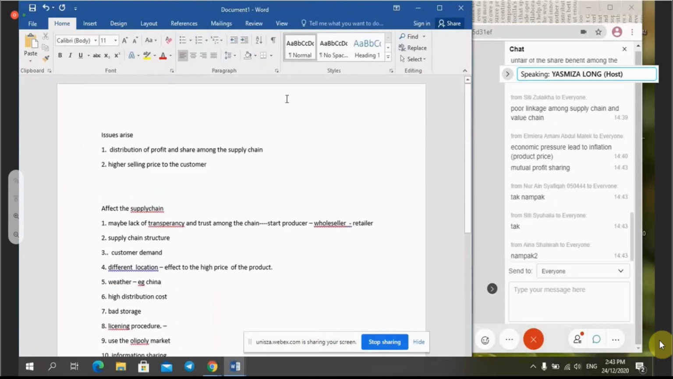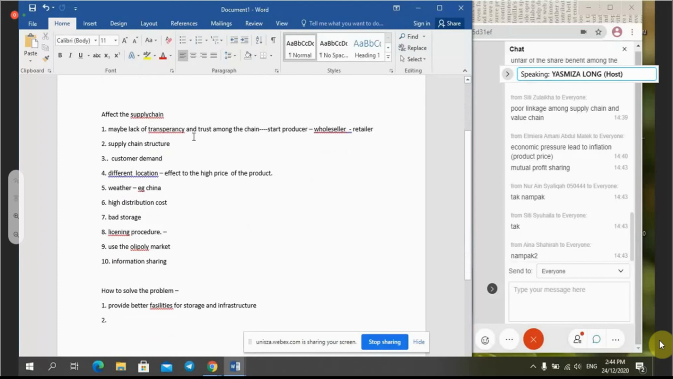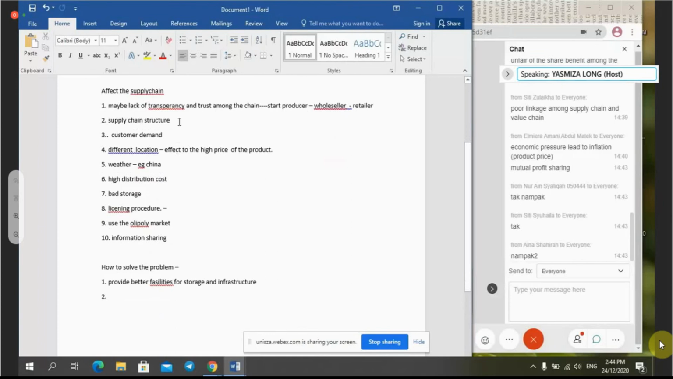That means issue arise, okay. Most of the three articles ni that we found that most of the issue that arises is the distribution of profit and share. That means share among the supply chains lah. Dia antara retailer, producer, wholesaler and sampai ke customer. And then the effect is the high selling price to the customer. And then the effect dia ni because of the lack of transparency and trust among the chain, of course lah kan. Contohnya retailer macam ni, wholesaler dia ambil keuntungan lain lah. And then the structure dia, maybe setengah negara tu, the supply chain structure tu is not good lah. And also the customer demand.